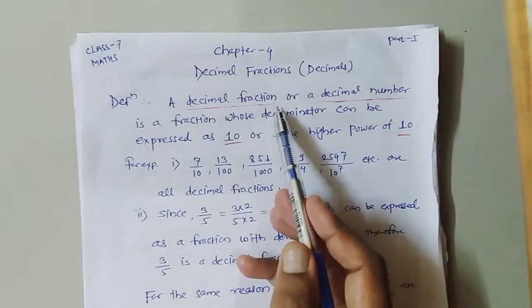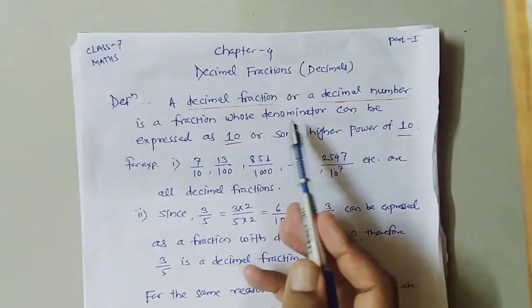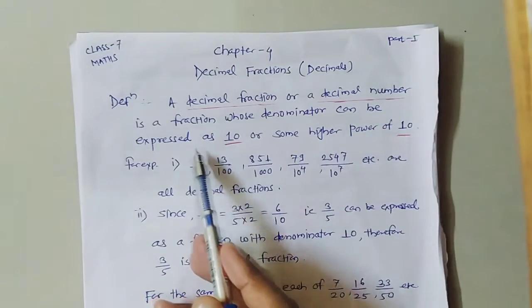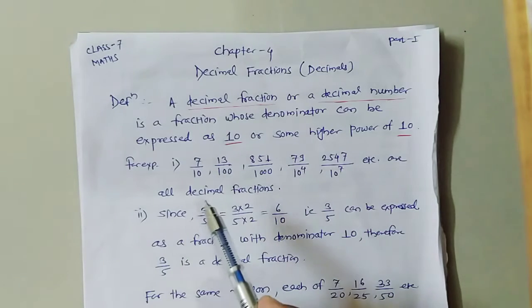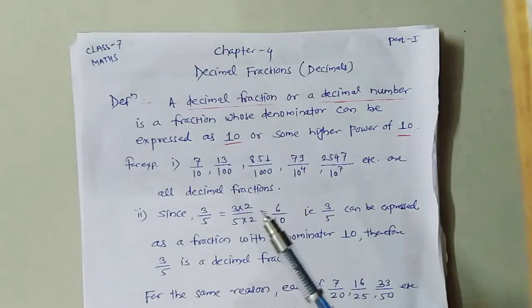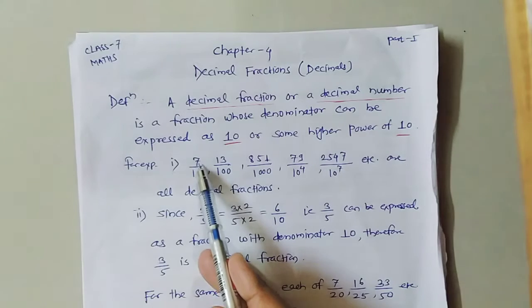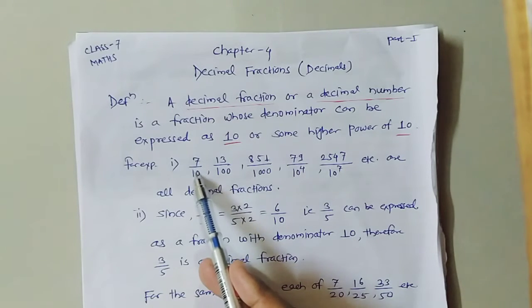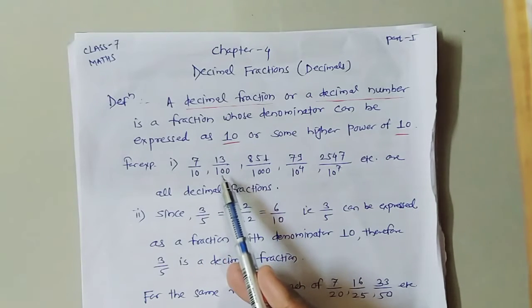A decimal fraction or a decimal number is a fraction whose denominator can be expressed as 10 or some higher power of 10. See, a decimal fraction means a fraction whose denominator is expressed as a 10 or some higher power of 10. For example, 7 divided by 10. This is a decimal fraction, or you can call it a decimal number. 13 divided by 100. See the denominator.